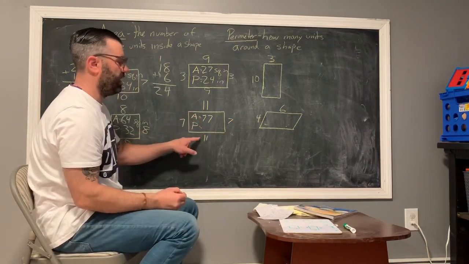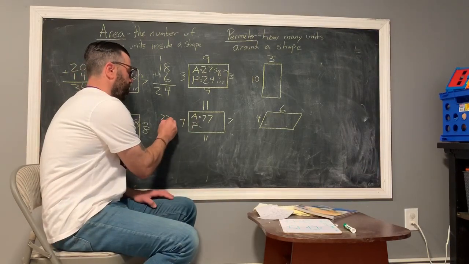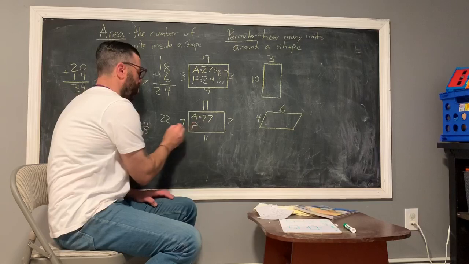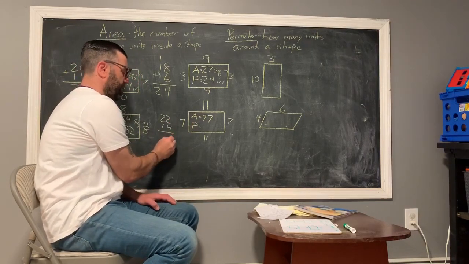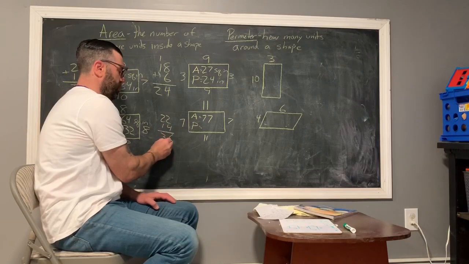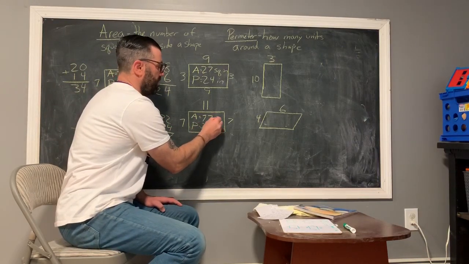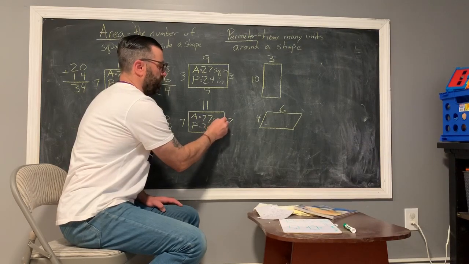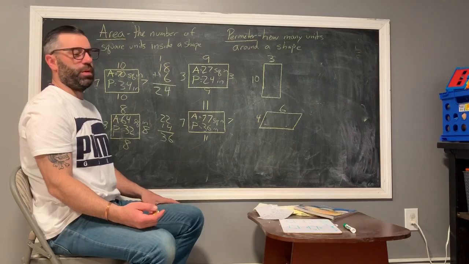So 11 plus 11 is going to be 22. 7, 14. And let's put them together. 4 plus 2 is 6. 2 plus 1 is 3. So the perimeter for that one is going to be 36 inches. This would be square inches for area. Okay? Cool. And some of them you'll even be able to do right in your head.